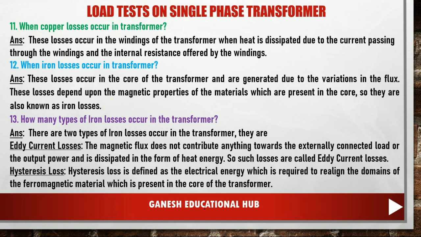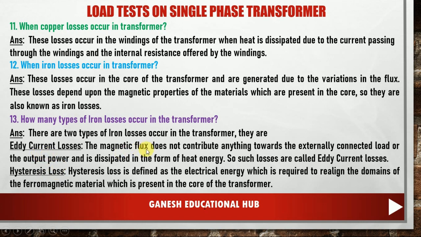Okay. Next question, how many types of iron losses occur in a transformer? See here, we discussed the previous question: copper losses occur in the winding of the transformer when heat is dissipated, while iron losses occur in the core of the transformer and also depend upon the magnetic properties of the materials. So, how many types of iron losses? There are two types of iron losses in the transformer: first, eddy current losses, and second, hysteresis losses.